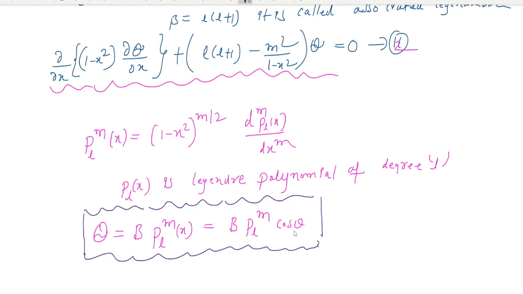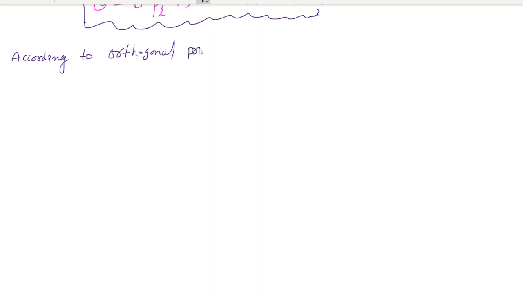So try to write down the eigenfunction of this equation. For that we need to write according to the orthogonal property of associated Lagrange polynomial.